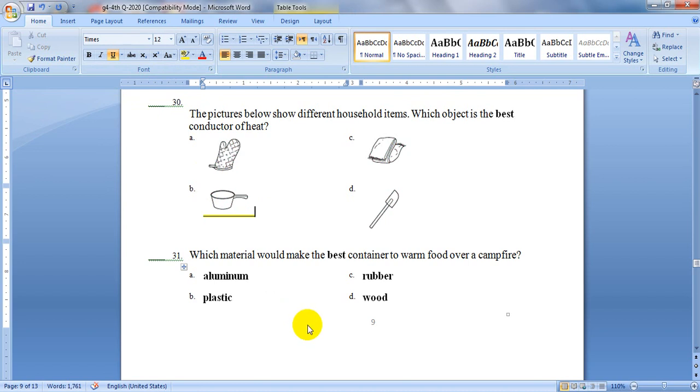31. Which material would make the best container to warm food over a fire camp or a campfire? You need to put it on fire. Which container? The one which is made of aluminum, the one which is made of plastic, rubber, or wood? We need a conductor or an insulator. Of course we need a conductor. The conductor here is aluminum. So the container that we will use to warm food over the campfire will be made of aluminum.